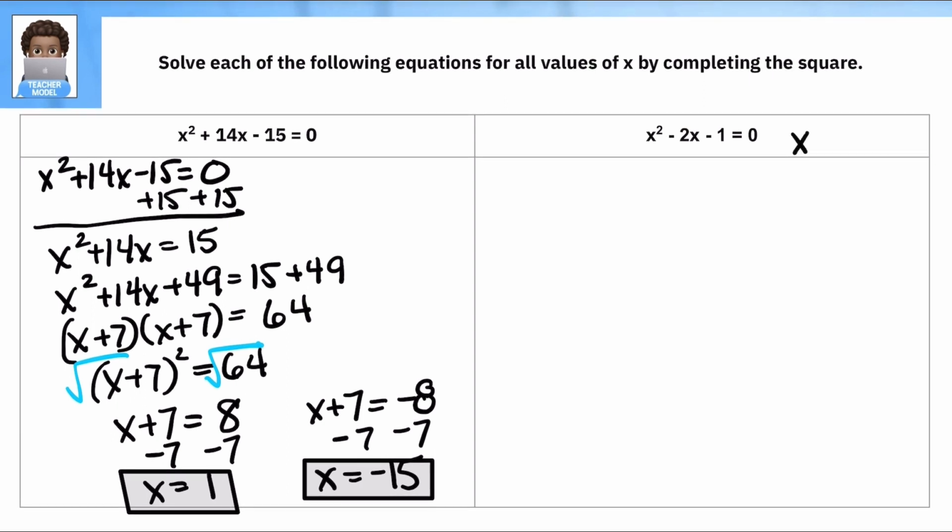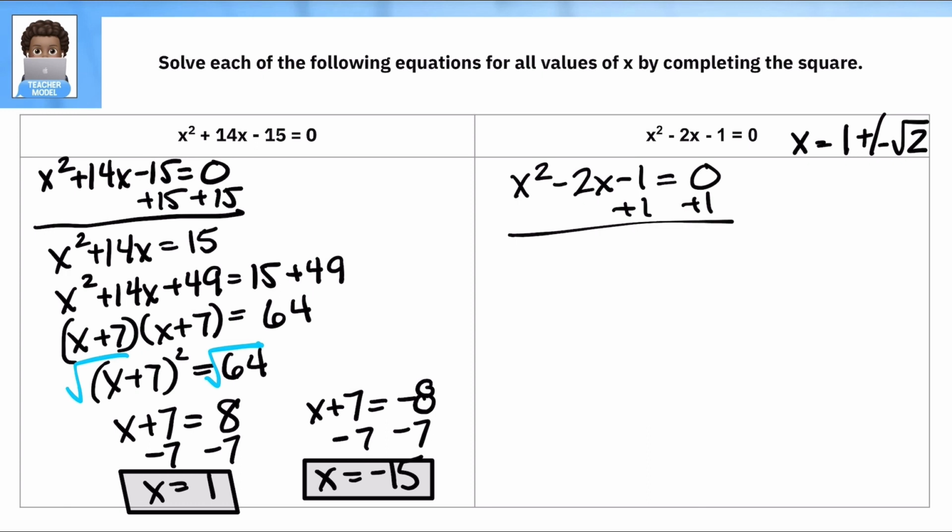Okay, let's go through the solutions for x in this one. X is equal to 1 plus or minus the square root of 2. So let's work this one out. If you're unsure, you have x squared minus 2x minus 1 is equal to 0. So we're going to move this one over, and we have x squared minus 2x is equal to 1.